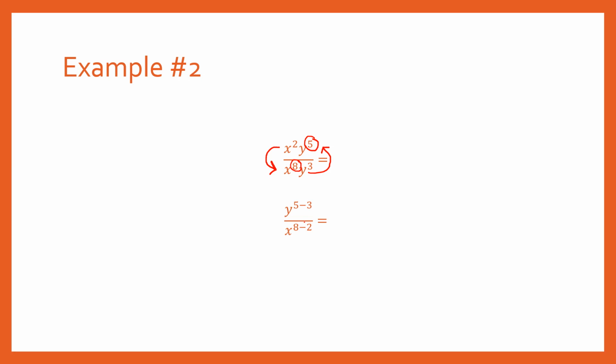Okay, so this becomes y to the 5th minus 3, because when that 3 came up to the top, it became a negative, or subtract 3. And the same thing happened with the x to the 2nd, except it moved to the bottom, to where the larger number was. So y to the 5th minus 3 is y to the 2nd, and then 8 minus 2 gives us x to the 6th. And that is it.